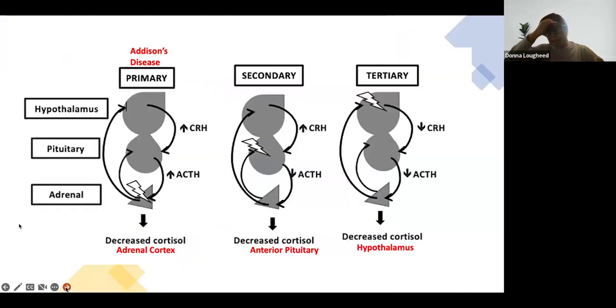So let's take it a step further. Primary insufficiency or Addison's disease may result from the destruction of the adrenal gland. So your problem isn't with the hypothalamus, it's not with the pituitary, it's with the adrenal cortex. That's your primary. Usually with primary, and Addison's is a very good example, it's a non-specific autoimmune destruction. That means your immune system is attacking itself, and the area that's being attacked is the adrenal cortex. And that is what Addison's disease is.